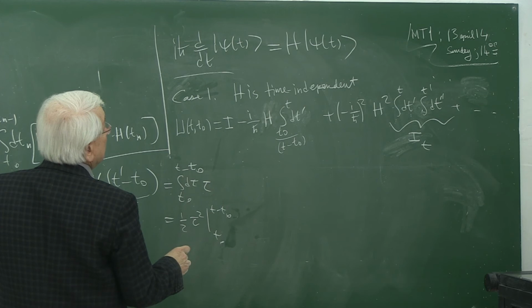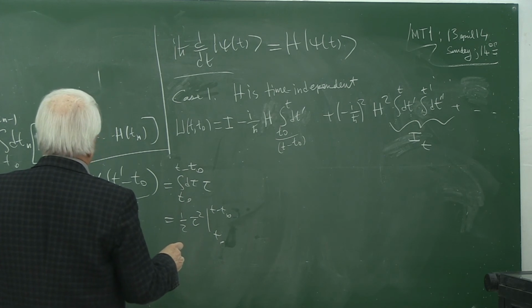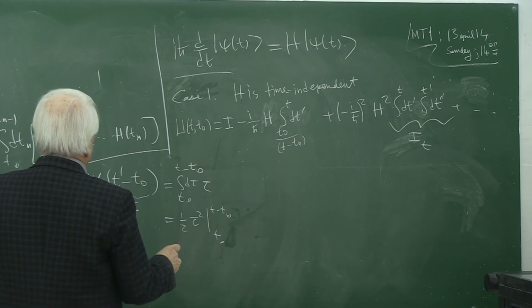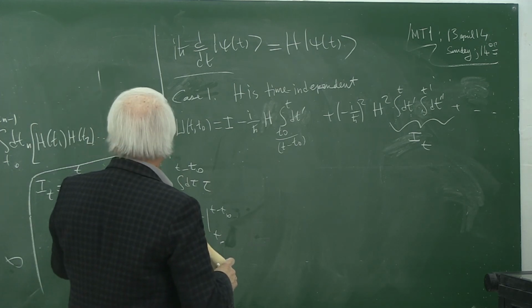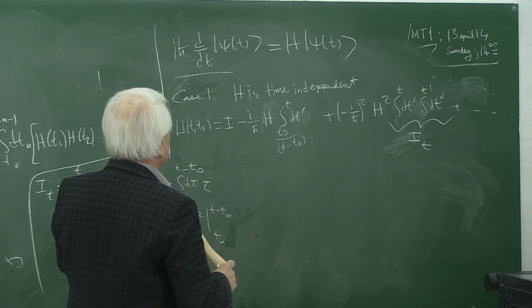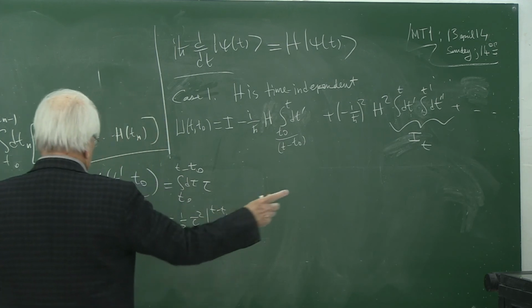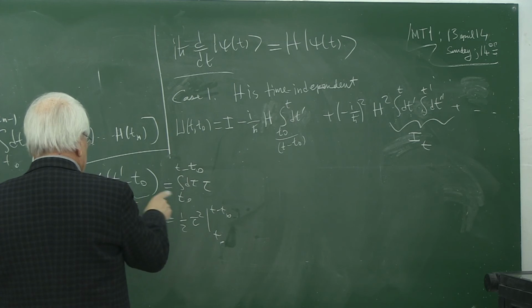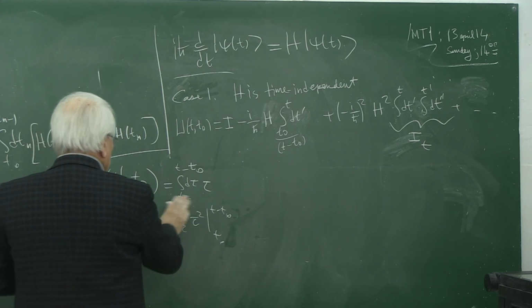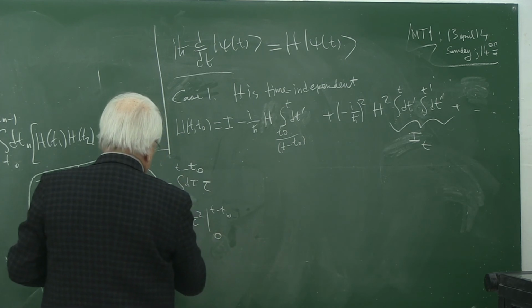Correct? d tau. We are not dropping anything, I guess. t prime minus t0. You're right, thank you. Because if t prime minus t0 is tau, then if I let t0, the lower limit is 0. Fine.